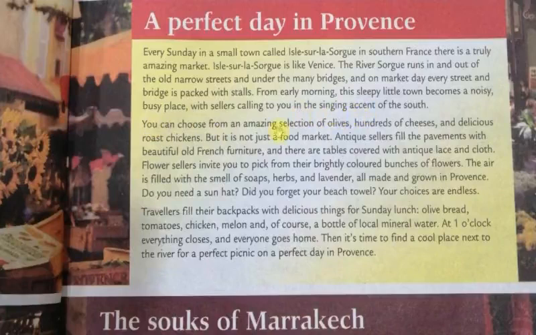You can choose from an amazing selection of olives, hundreds of cheeses, delicious roast chickens. But it is not just a food market. Antique sellers fill the pavements with beautiful old French furniture.